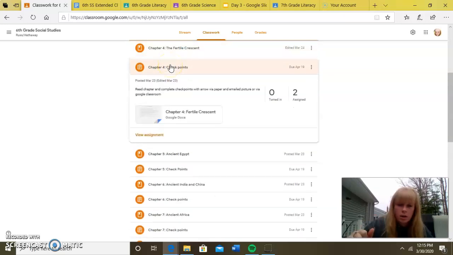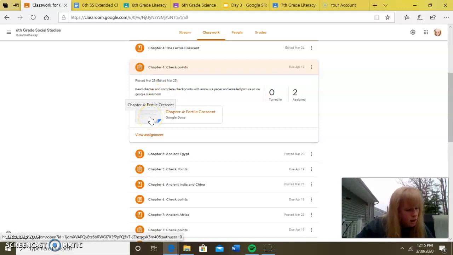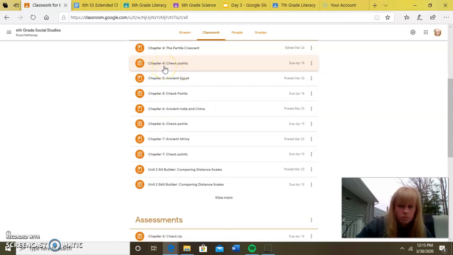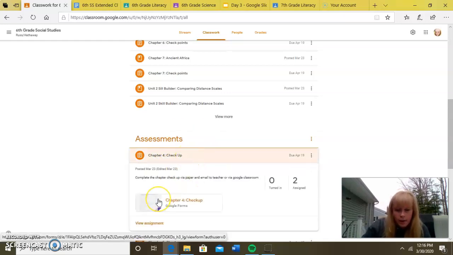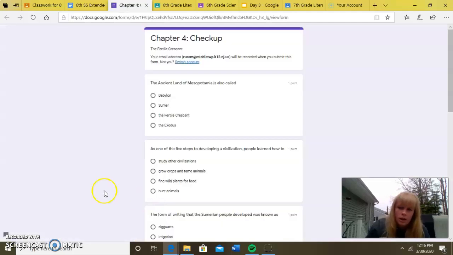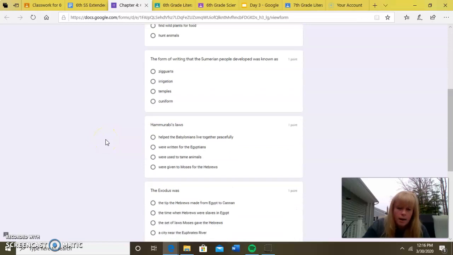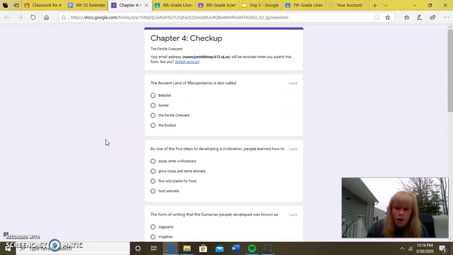Okay, so we did our do now. We did our reading and checkpoints. Now you're going to do your checkpoints in that document that I showed you before, and then you are going to go to your assessments page or section. You're going to click on the checkup, and you're going to do this quiz here. Okay, so all of the questions are right there. You can go back and open up the reading in a different tab to help you.